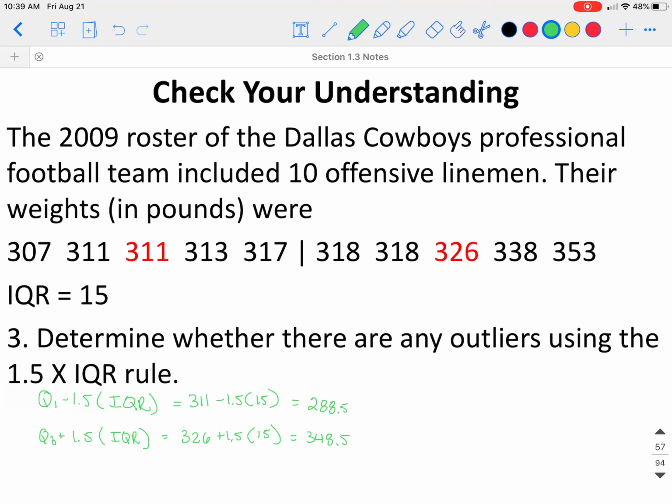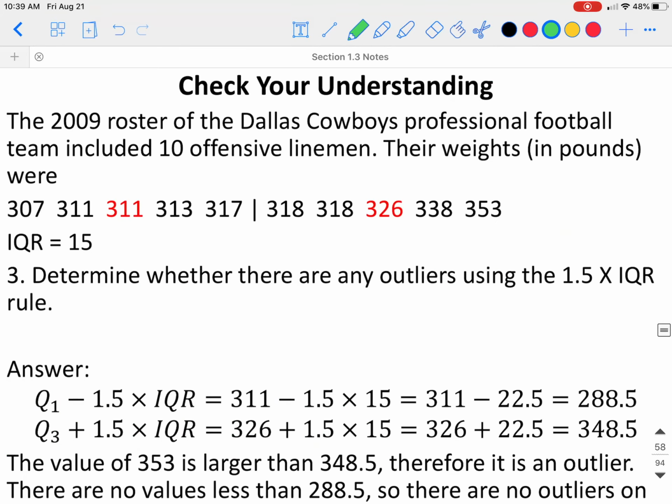Now, if you look at your data set, we don't have any values that are less than 288.5, but we do have a value that is greater than 348.5. So we would say the person who weighs 353 pounds is an outlier.